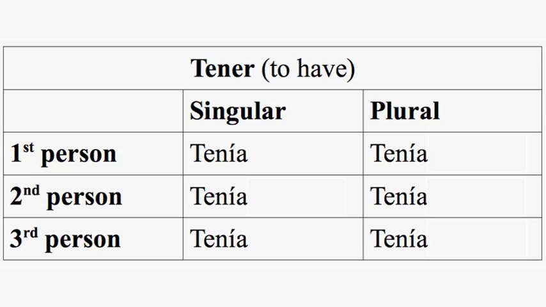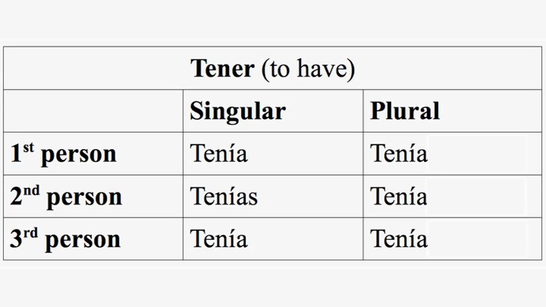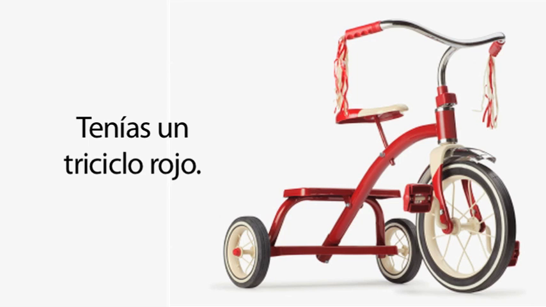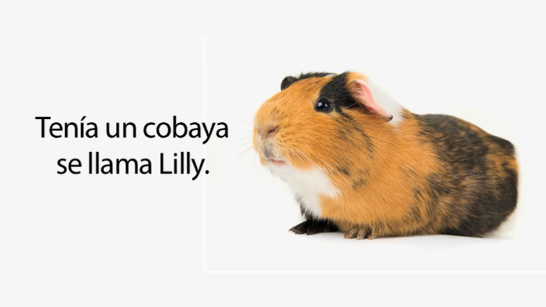Nothing for yo. Tenía una tortuga se llama Sam. I used to have a turtle named Sam. Then add an S for tú. Tenías un triciclo rojo. You used to have a red tricycle. And nothing for third person singular. Tenía un cobaya se llama Lily. She used to have a guinea pig named Lily.